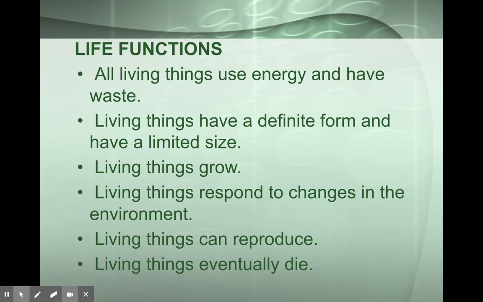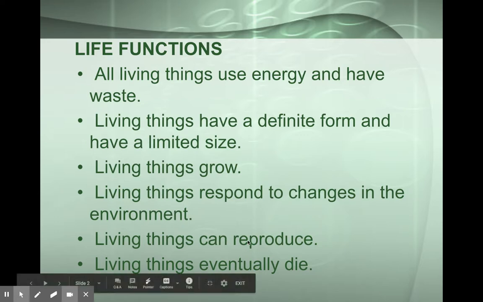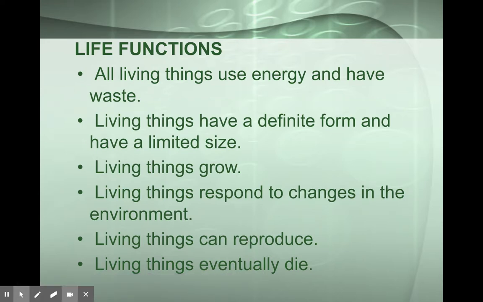Living things grow from small to large, like from babies to adults. Living things also respond to changes in the environment. So if there's not enough food here, then the animal would move on to somewhere else to find food. Living things can reproduce, which means they can make the next offspring, the next generation. Living things eventually die.